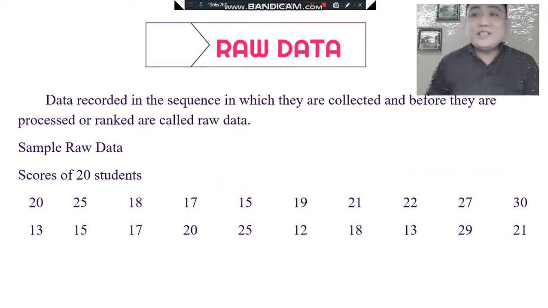Okay, so this is the definition of raw data. Data recorded in the sequence in which they are collected and before they are processed or ranked are called raw data. So these are examples of raw data. These are the scores of 20 students.